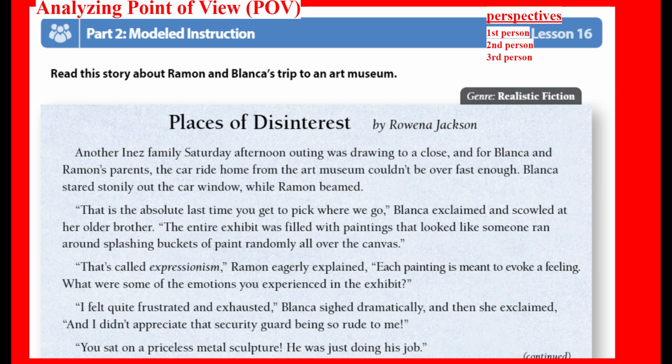And last but not least, we have third person perspective. And a third person is when you have a narrator who is not in the story, who's telling the story. So, the narrator, who is not a character in the story, is the one telling you what's happening. Third person deals with he, she, it, they, them, all of those pronouns.